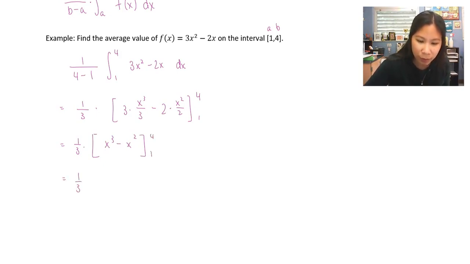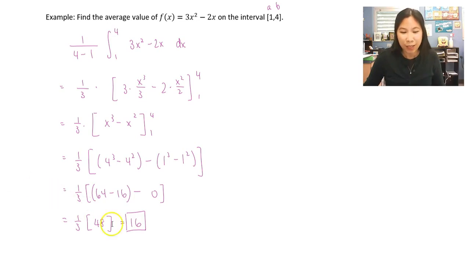So let me plug stuff in. Plugging in the bigger number first, x equals 4: 4 cubed minus 4 squared, and then I'm subtracting that from 1 cubed minus 1 squared. Simplifying a bunch more, I end up with a final answer of 16.